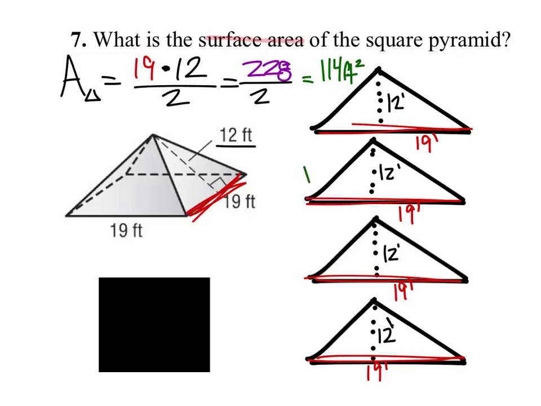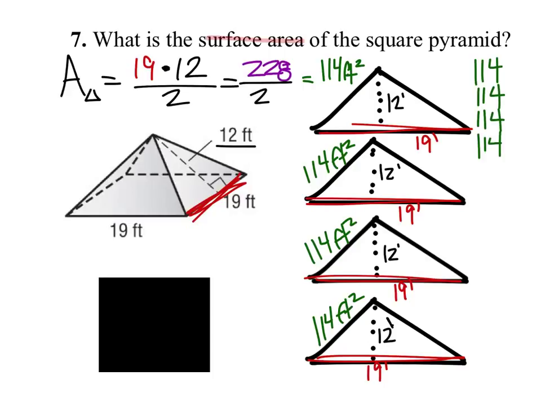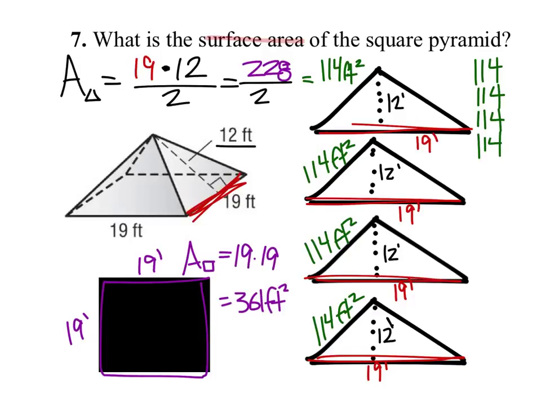So that means the area of this one also is 114 square feet. And same with these other two. Again, that's because they have the same dimensions. So let's list those here on the right. And the last one that we're going to need is the area of this rectangle. Well, this is a 19 foot by 19 foot square. So the area of the square will be 19 times 19, which is 361 square feet.